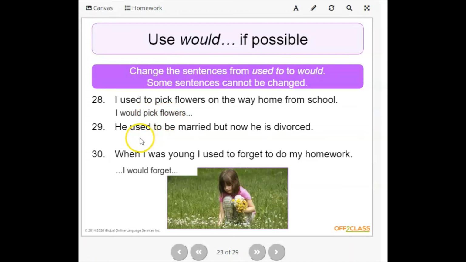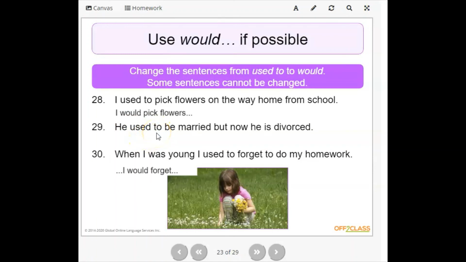Okay, so for this one, 29, he used to be married, but now he's divorced. Okay, this isn't a habit, right? Okay, this is a state. Yeah. So we can't use would. We have to leave it as used to be married.